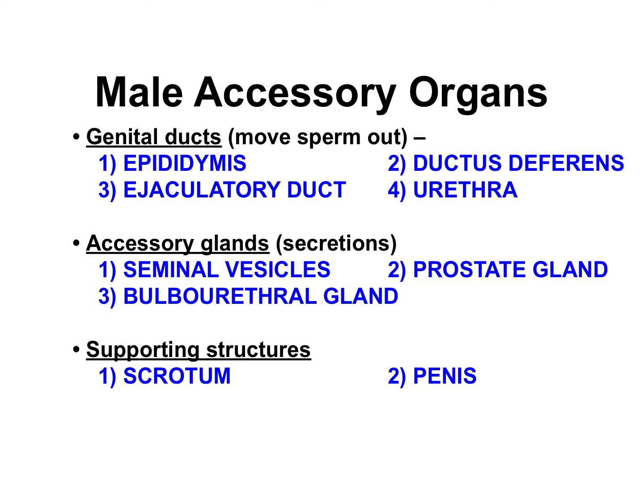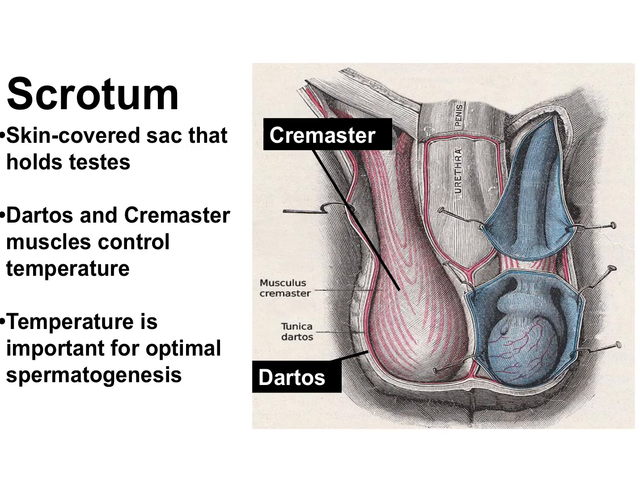They're considered accessory organs under the subclassification of supporting structures. The scrotum is a skin-covered pouch that holds the testes, as shown right here, and besides forming a protective covering for the testes, the scrotum helps regulate the temperature of the testes. The reason why that's important is because there is an optimal temperature for making sperm and storing sperm cells too.